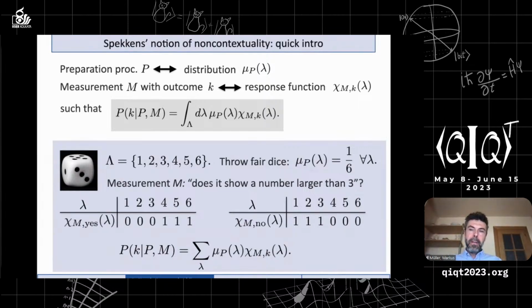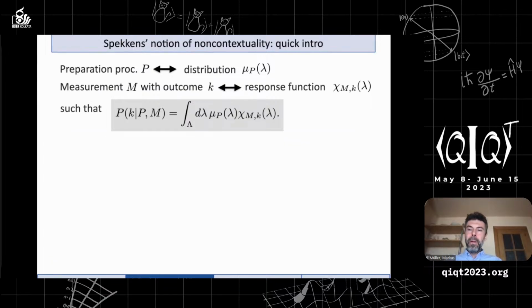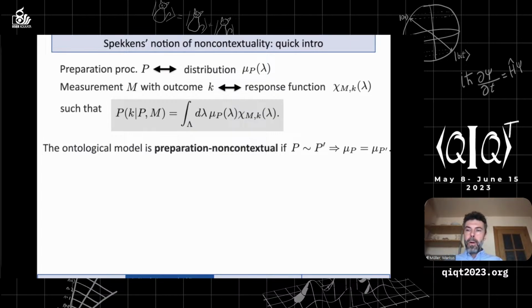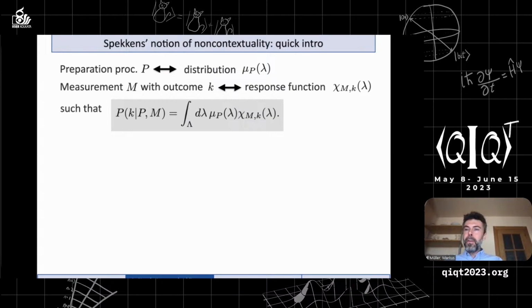And you get the probability of outcome K if you just average, so if you sum over all the lambdas of the probability times the response function. Then you say, I want this to happen for my classical model, for the kind of hidden variable model of my system. It should reproduce the probabilities I see in the lab. Now, the crucial note, it turns out you can always do that. There's no magic to it. Quantum theory has many models of this kind.